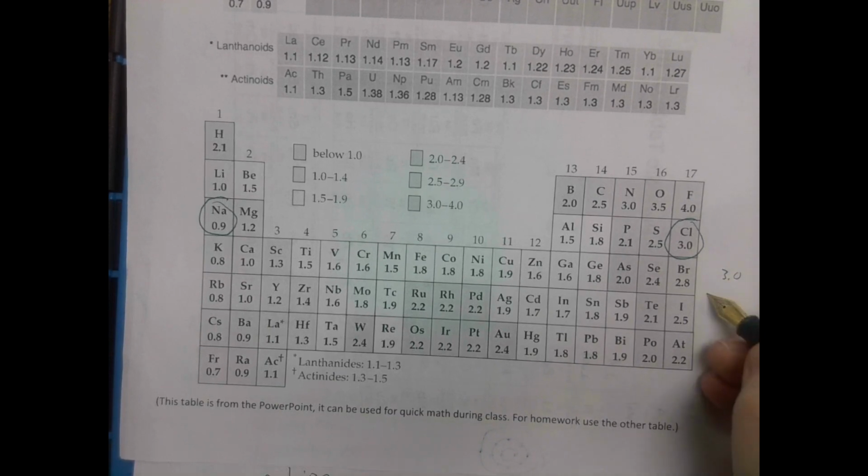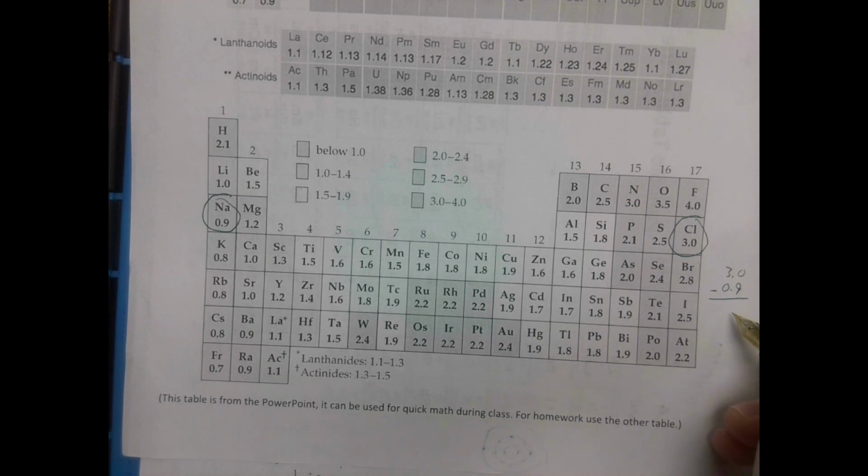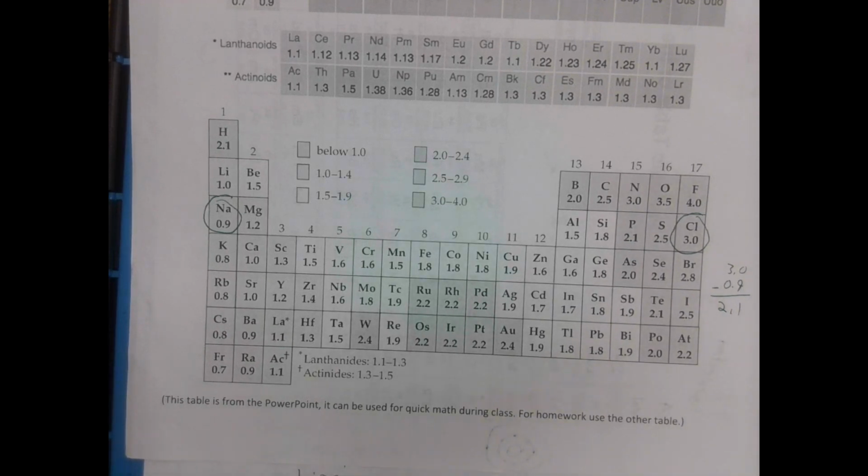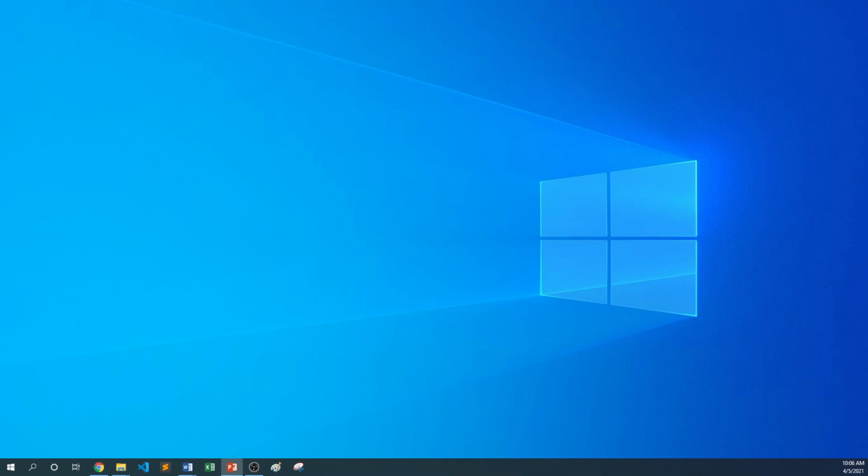Do y'all not know what the word difference means mathematically? Addition of two numbers means sum. The difference is subtraction. So 3 minus 0.9 is 2.1. That's a big difference, considering the highest number is 4 and the lowest number is 0.7.